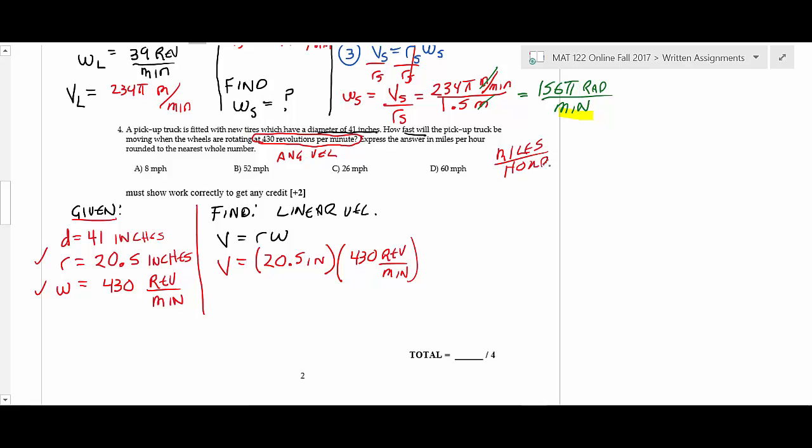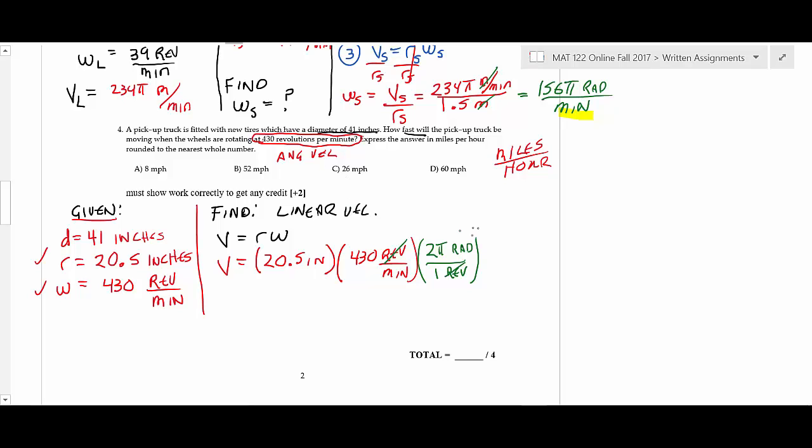So we actually have quite a bit of unit conversions we got to do. And you can do this all in one step the way I'm going to show you if you want to. So I'm going to start by working on this revolutions per minute. I need to change that to radians. So in one revolution, we have 2 pi radians. Okay, we don't want revolutions as a part of our answer. We want miles per hour.